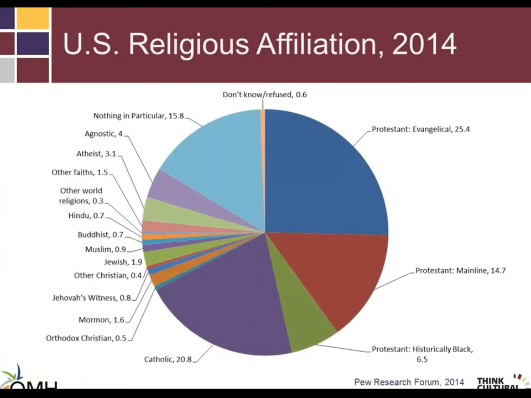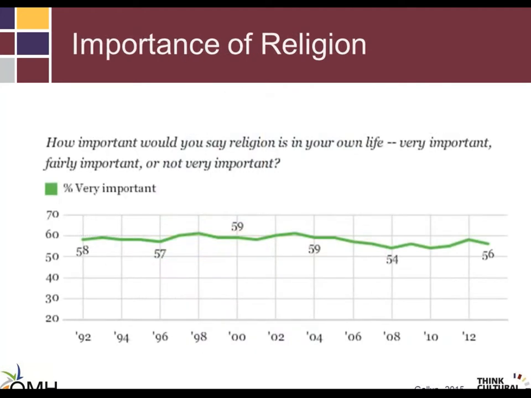This pie chart represents data from a recent Pew Research Forum survey on religious affiliation. The United States remains a primarily Christian country, but religious and spiritual identities are changing and evolving annually. Gallup routinely does surveys on the importance of religion in an individual's life. And as you can see from this chart, a majority of those surveyed consistently indicate that religion is very important in their life. You can see the respondents have consistently, from 1992 to 2012, had more than half of the individuals surveyed stress that religion is very important.